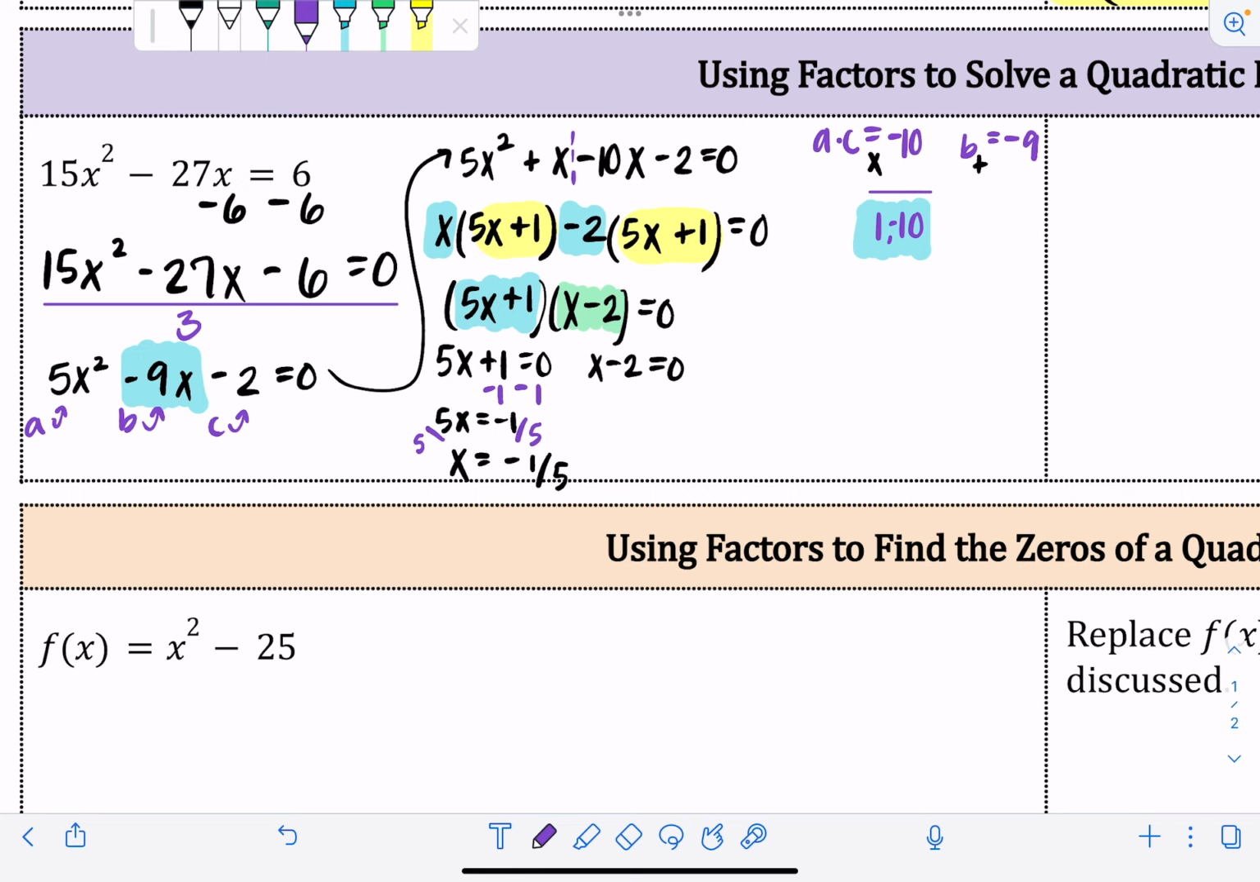And then for the second equation, I would have to add 2 to both sides. So I'd end up with x equals 2 for my second solution. So x equals negative 1/5 and x equals 2.